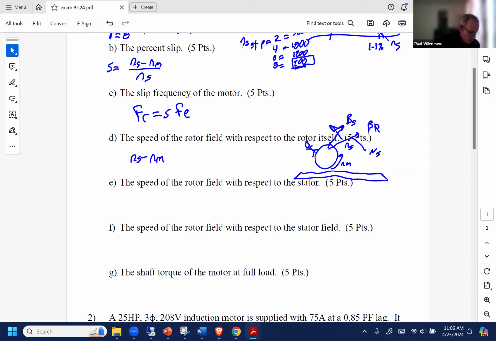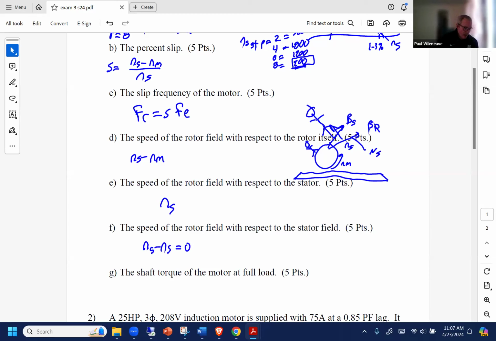Then the next one is the rotor field with respect to a stationary object. That's easy. That's n sub s. The rotor field and the stator field with respect to the stator field. So now what I do is I move my person here, and I'm moving along at synchronous speed. So the speed difference is ns minus ns, which has to be equal to 0.